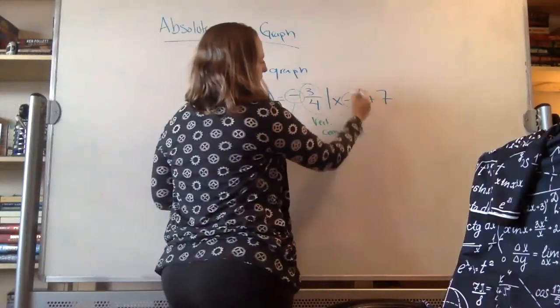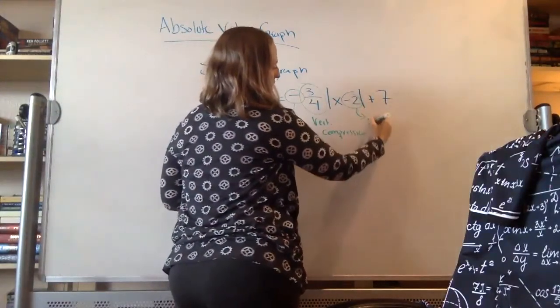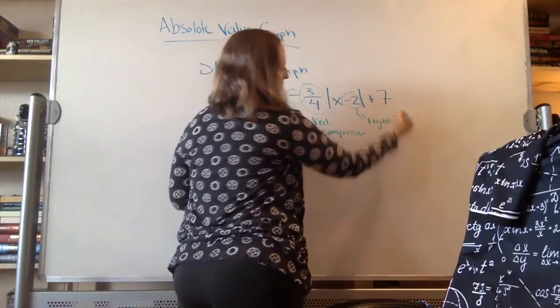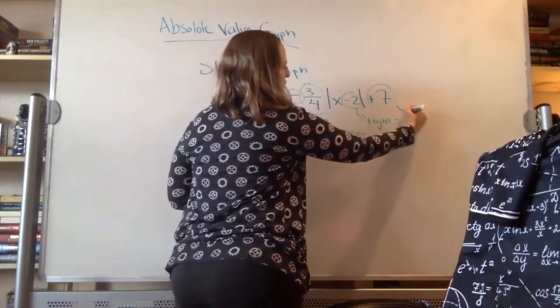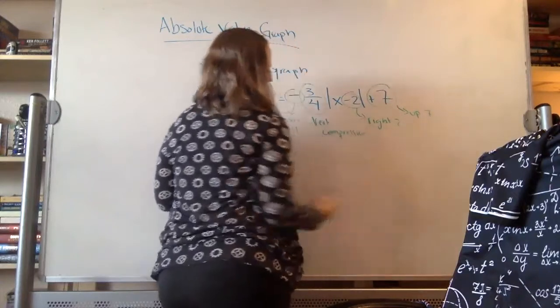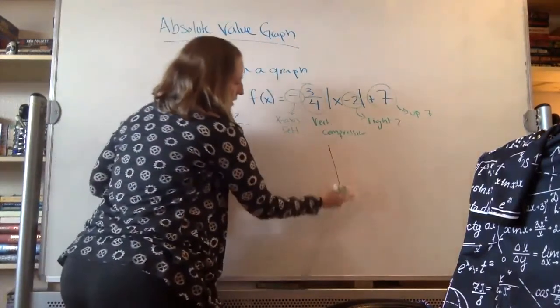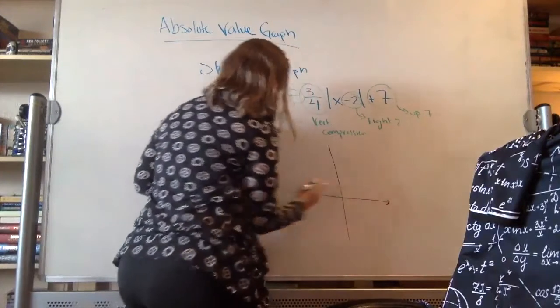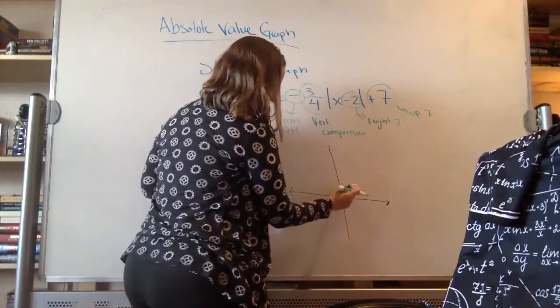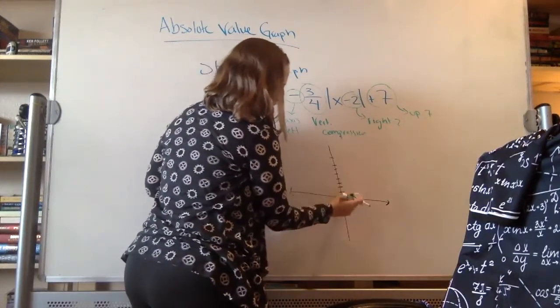This minus 2 inside with the x is a horizontal shift. That's going to go right 2. And this plus 7 is a vertical shift. That's going to go up 7. Okay? So if we put all of that together, here's our Cartesian coordinate system. 1, 2, 3, 4, 5, 8.